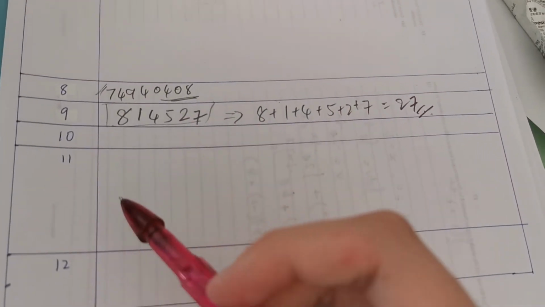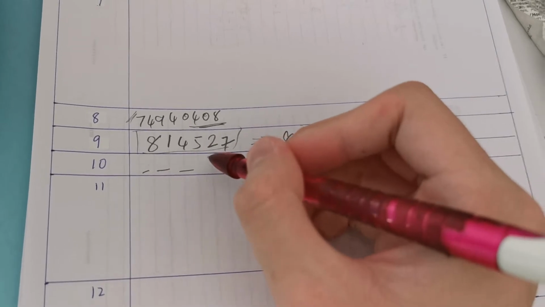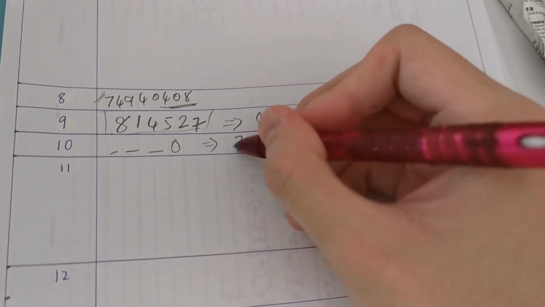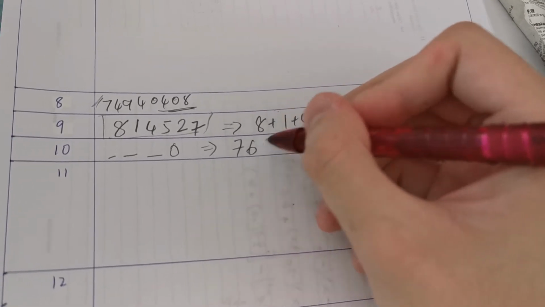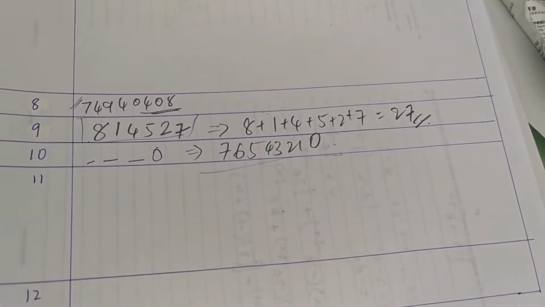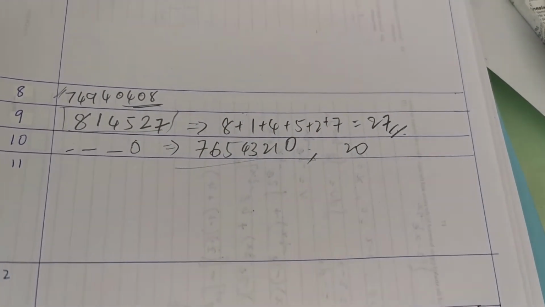How to know whether a number is divisible by 10? So those numbers that have their digits end with 0 will be divisible by 10. So maybe 7, 6, 5, 4, 3, 2, 1, 0. So this number is divisible by 10. Or simply 20 is divisible by 10.